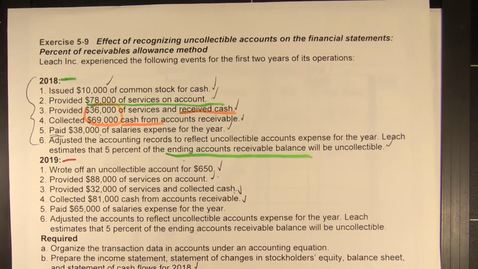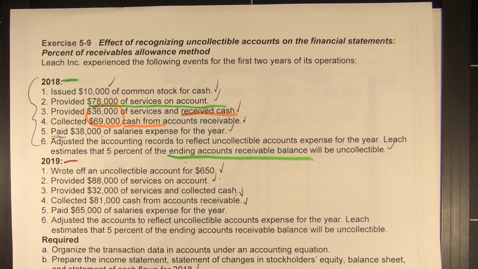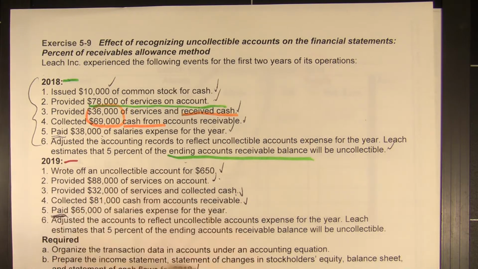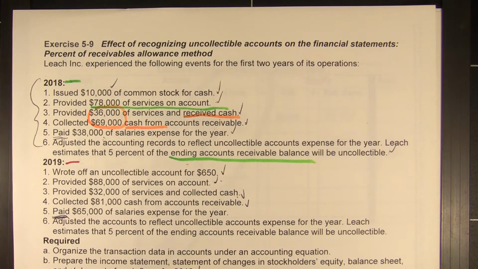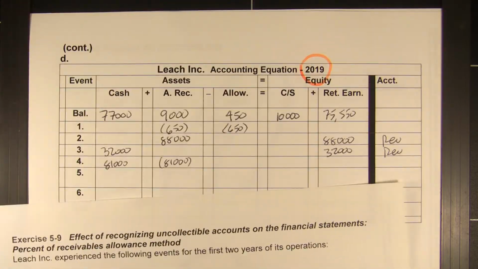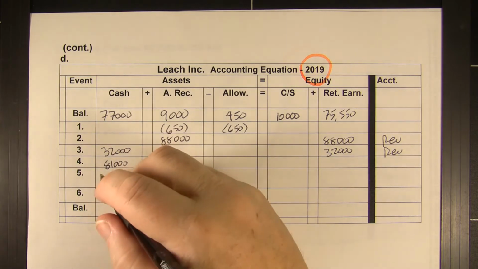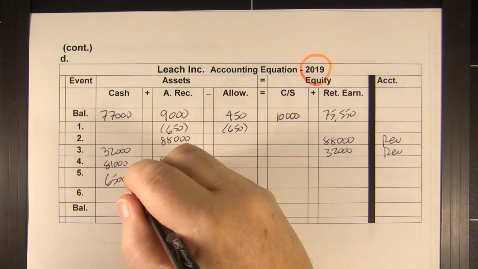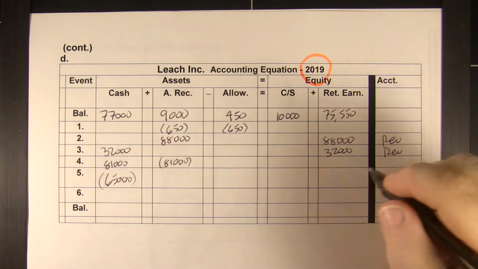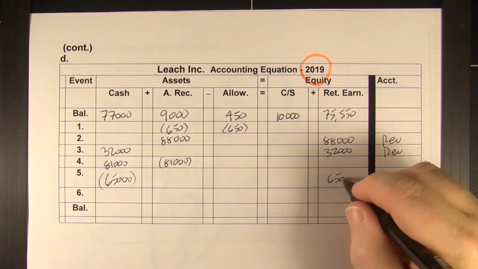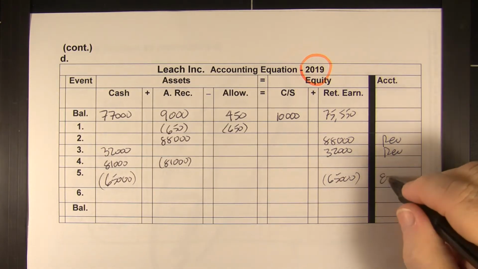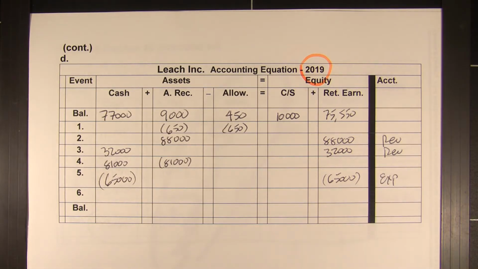Then the next transaction, they paid $65,000 of salaries for the year. Again, the magic word there, paid, cash goes out. So we have $65,000 in cash going out. And that's $65,000 over here. And we'll mark it with a minus just so we keep it clear. That's an expense. That's the E, revenue minus expense.